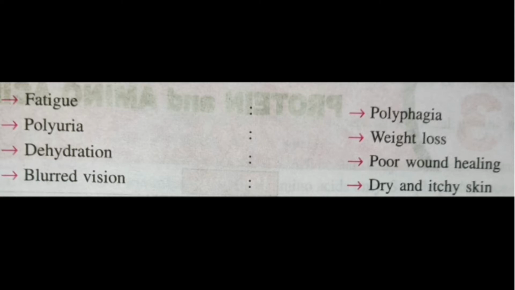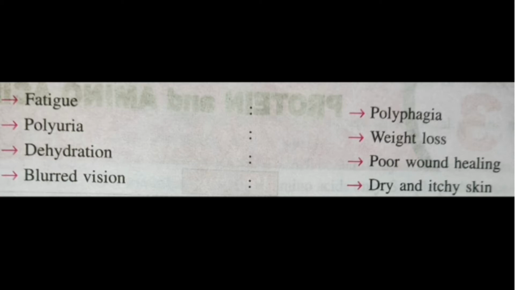The second one is polyuria. Polyuria means excessive urination. Third is dehydration. If excessive urination happens, then the water is going out from the body excessively. So there is a deficiency of water and minerals in the body. So this results in dehydration. The next is blurred vision.